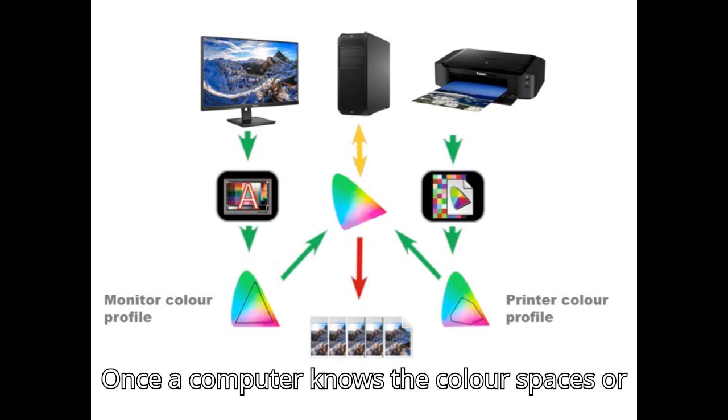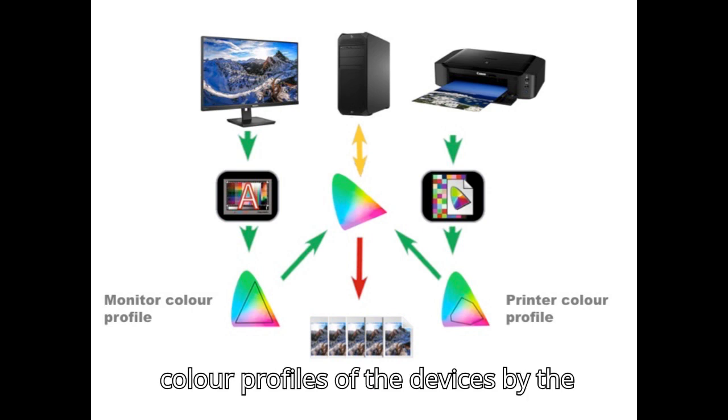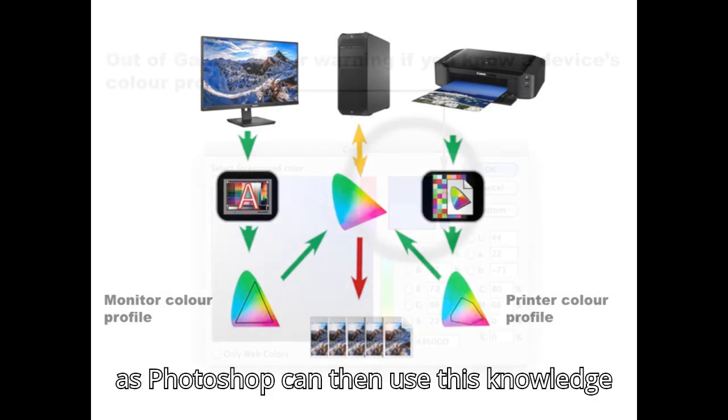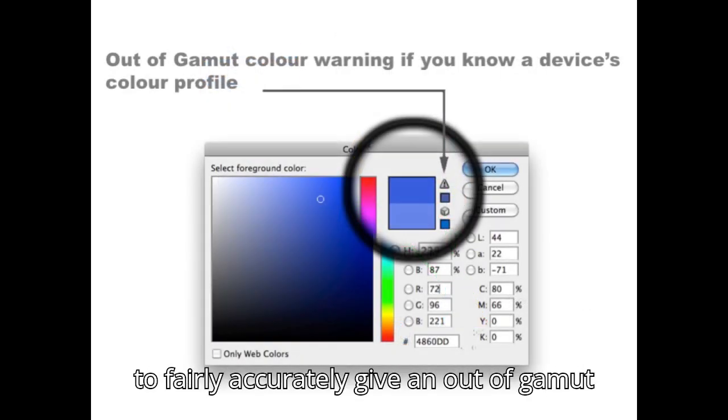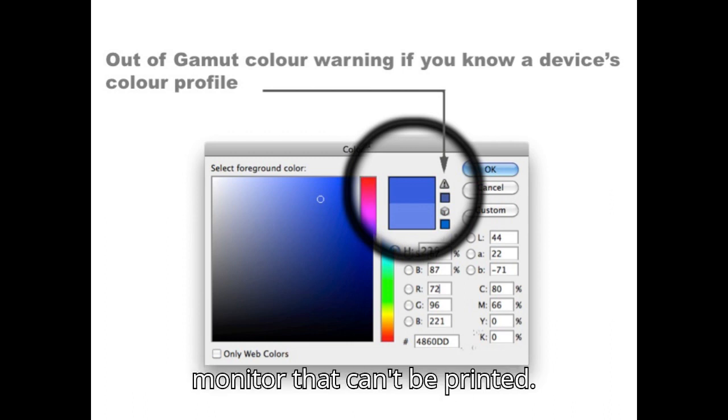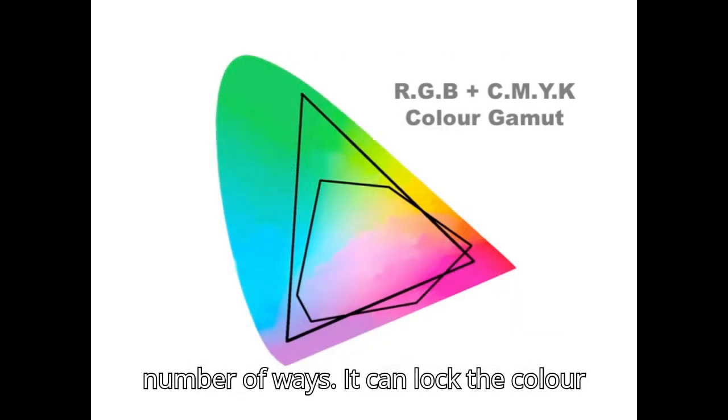Once a computer knows the colour spaces or colour profiles of the devices by the calibration process, design packages such as Photoshop can then use this knowledge to fairly accurately give an out-of-gamut warning if a colour is displayed on the monitor that can't be printed. It can also use this knowledge to manipulate the colours in a file in a number of ways.